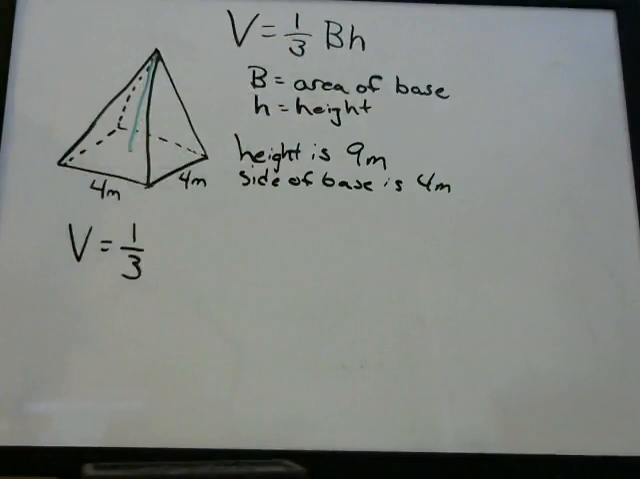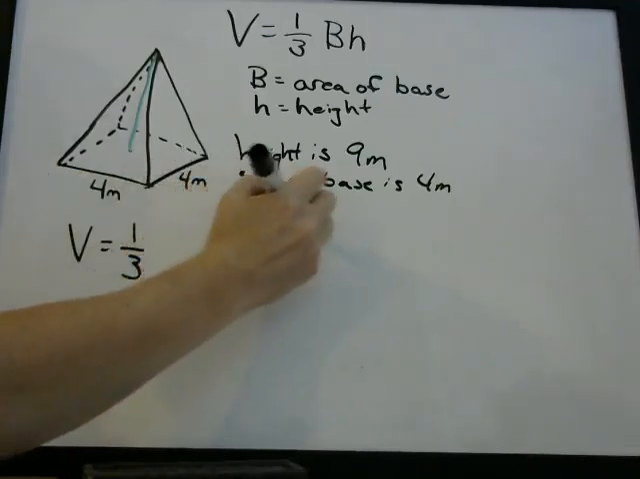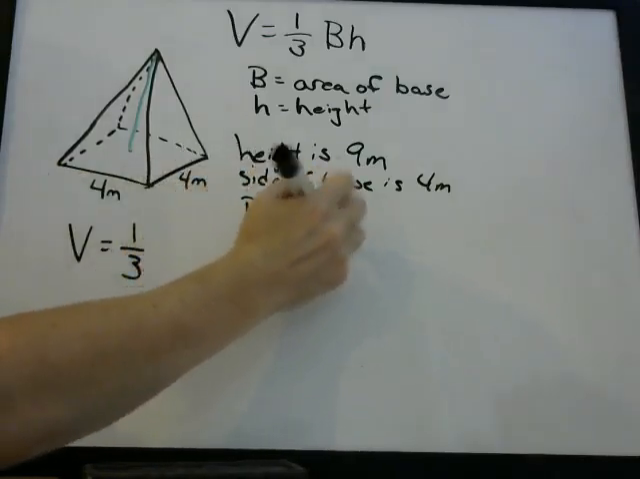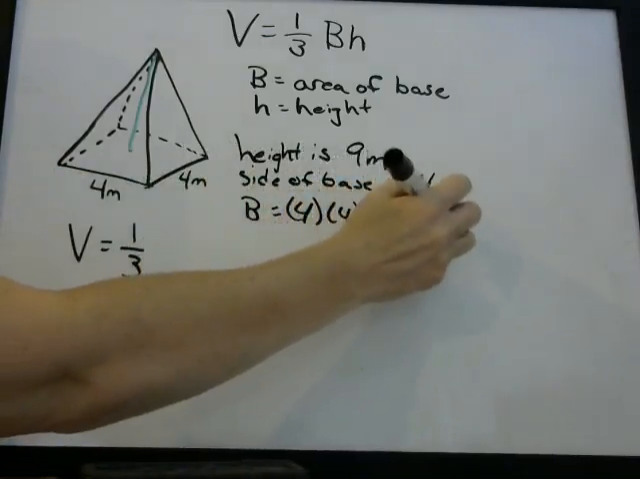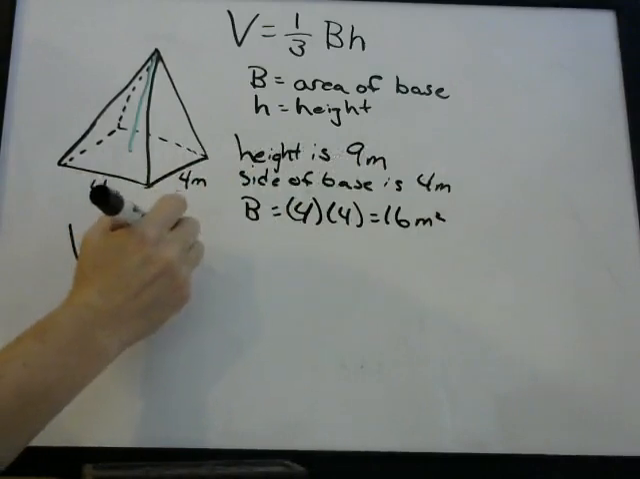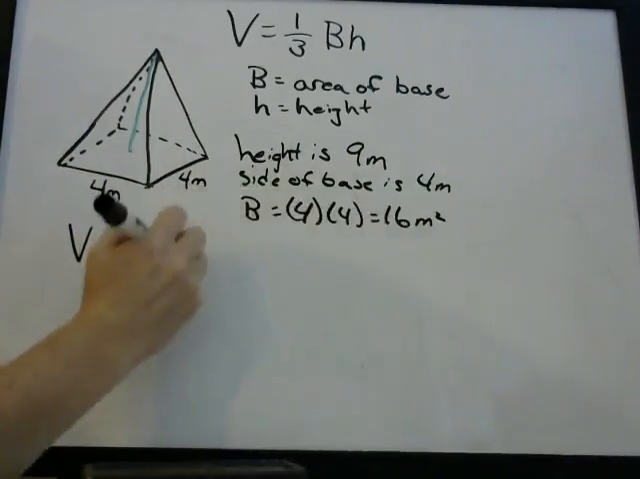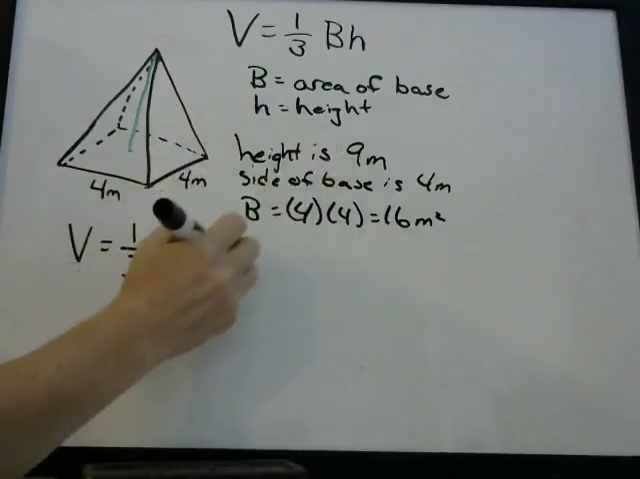If you don't know how to find the area of a square, you need to watch that video. But the area of a square is basically length times width. So B, the area, is going to be 4 times 4, 16 square meters. So 1/3 times B, the area of the base we just found was 16, times height. Height they've given to us is 9.